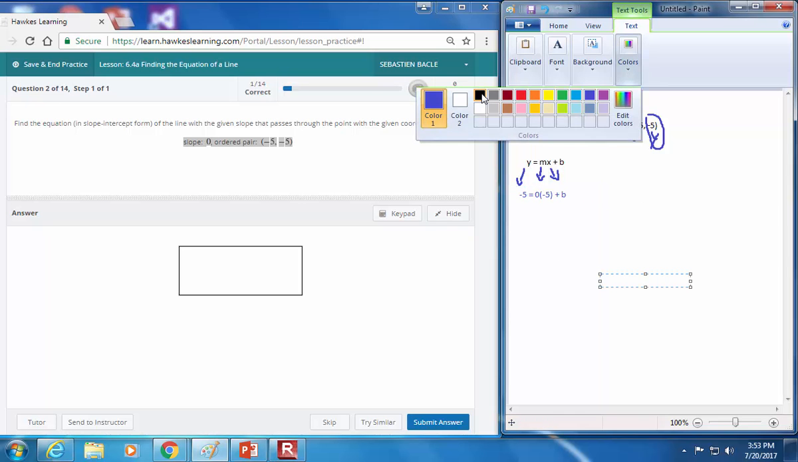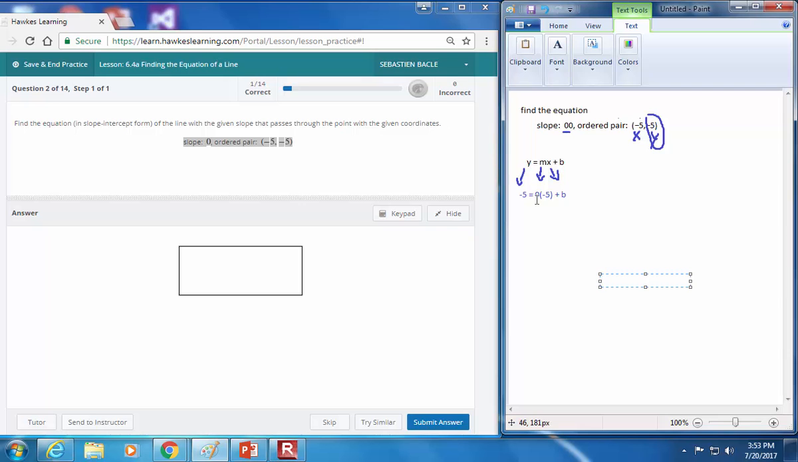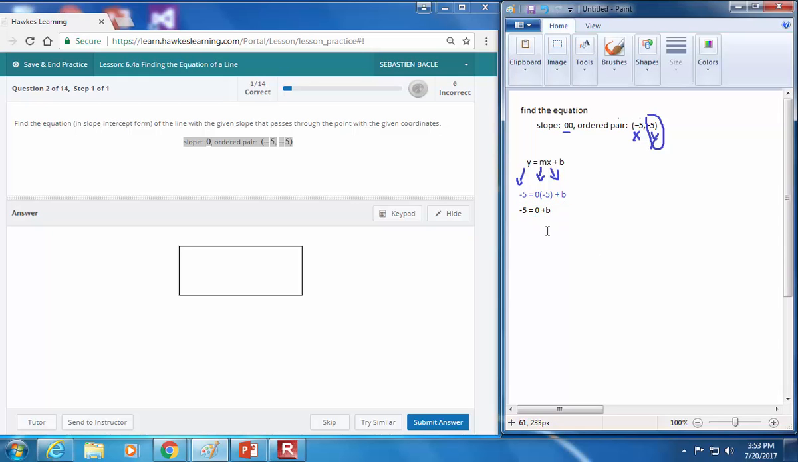Alright, so not too bad. When I multiply it out, 0 times -5 is still 0. So -5 is equal to 0 plus b. Well, 0 plus b is just b. I don't actually have to do anything to solve this one. It's -5 equals b. And I've got my intercept.